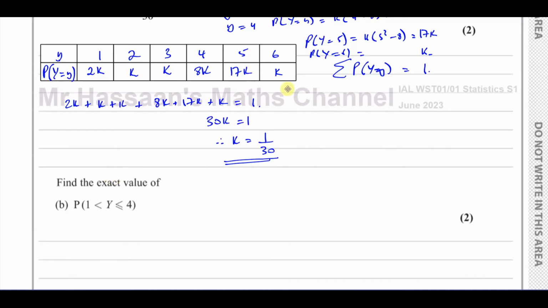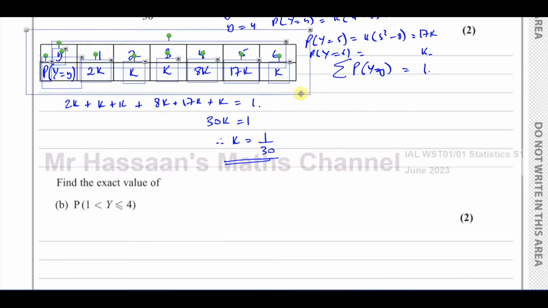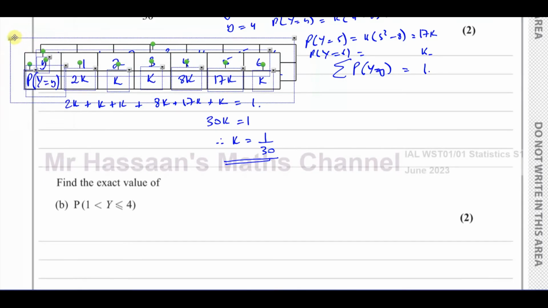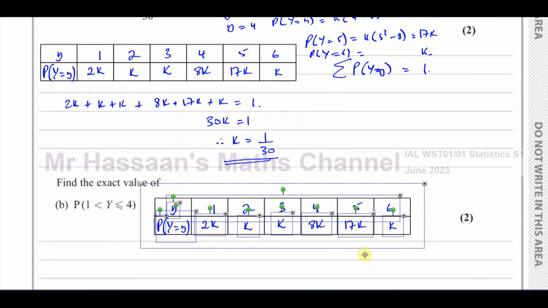Now the next part of the question says find the exact value of the probability that y is between 1 and 4. So actually we would need this table now. So I'm going to take a copy of it. Let's see if this will work. Will it allow me to take the whole thing? Yes, it will. Good.